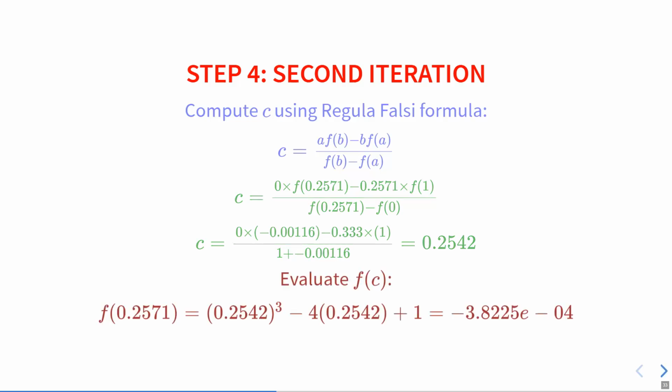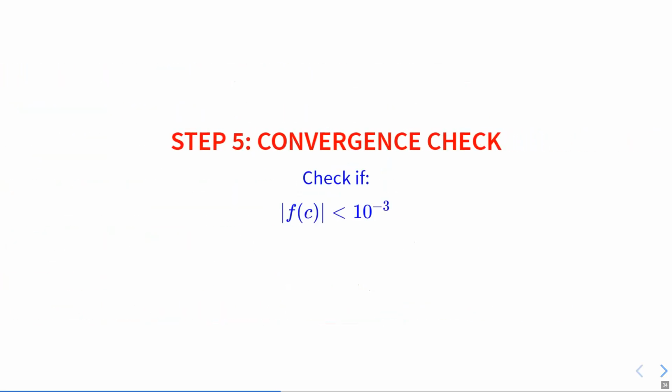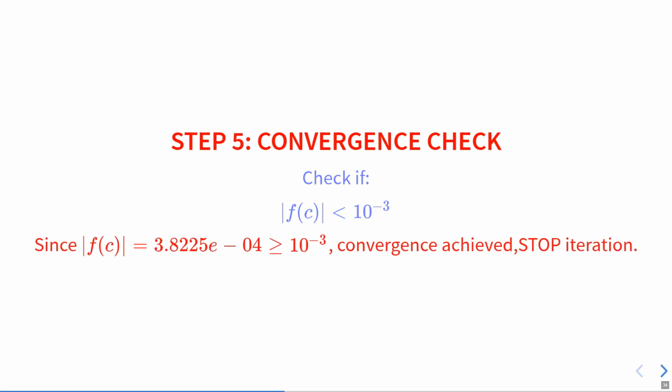So now again we have to calculate f(c). Here f(c) is -3.8225 e to the power -04. Now if I check the convergence, convergence is achieved, and we stop the iteration.